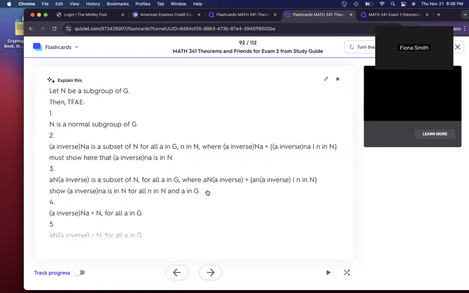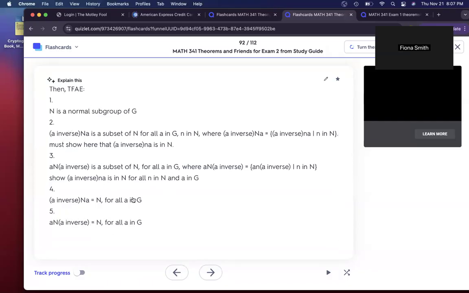Theorem 8-11: let N be a subgroup of G, then the following are equivalent. So if one of them is true, then all of them are true. So number 1 is N is a normal subgroup of G. You're not going to know that right off the bat unless they say N is a normal subgroup of G. Then you can use these other 4 things to help you in your proof to do something else. But otherwise, you have to use the other 4 things to prove number 1.